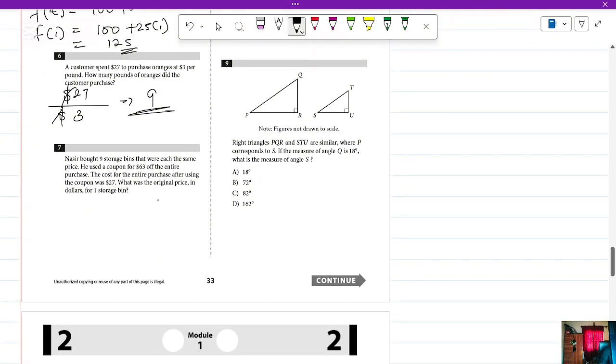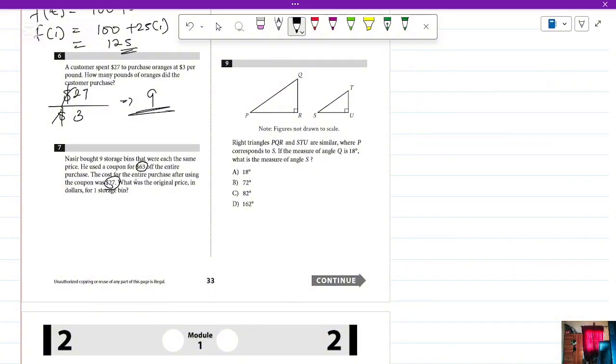Now let's go to number 7. They said NASA bought 9 storage bins that were each the same price. So 9 storage bins, same price for the 9 of them. He used a coupon for $63 off the entire purchase. So we don't know the amount, but we know that this particular guy used a coupon of $63 off. Then they said the cost of the entire purchase after using the coupon of $63 was 27. So after removing the $63 from the total amount, it remained 27. What's the original price?